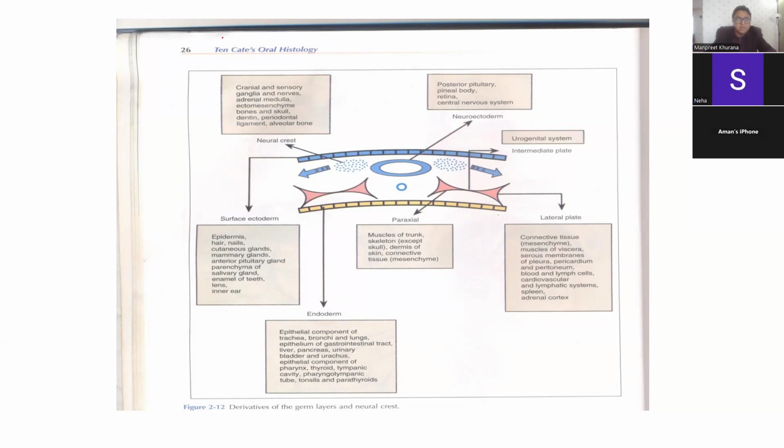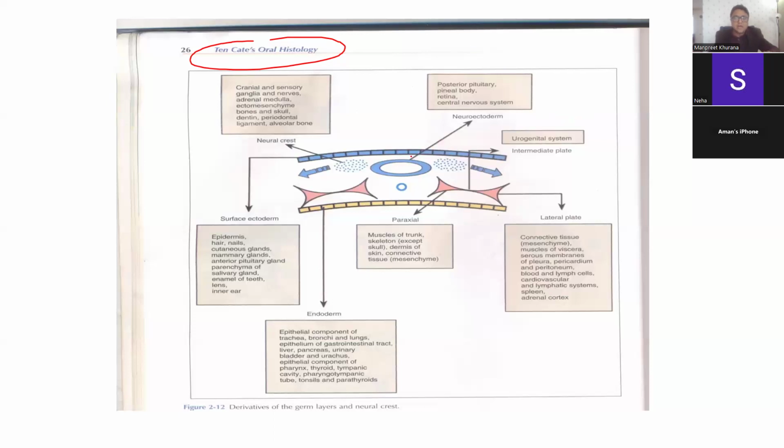Now, if you see the Ten Cate's Oral Histology book, I loved this diagram and I took it from that particular book. This diagram alone is sufficient to understand all the derivatives, all the germ layers, neural crest cells, everything in one picture. So at the end of this lecture, I'll share this picture with you so that you can stick it in front of you anytime you want to review all the derivatives. It's one picture and it's good to go.